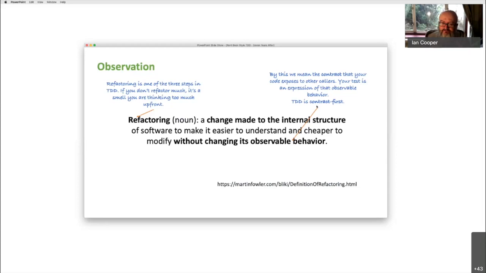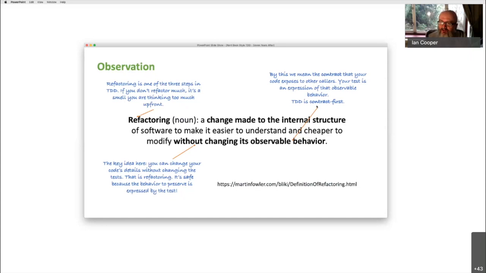So the key idea here is that once I've got that contract established, I know what the behavior of this class should be. I can then go in my refactoring step and improve the design. I can keep changing it, and provided it stays green, I know that the changes I'm making are safe. I'm still preserving the behavior that I wanted. Make a little change to the implementation, test is still green. Make a little change, check it's still green.